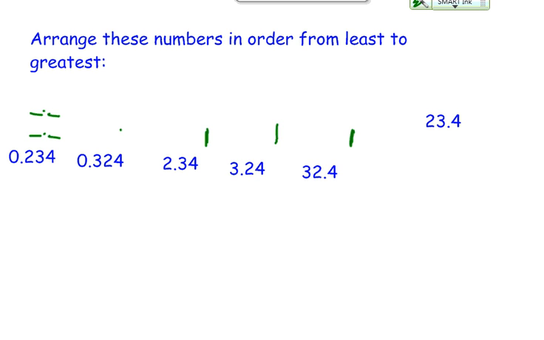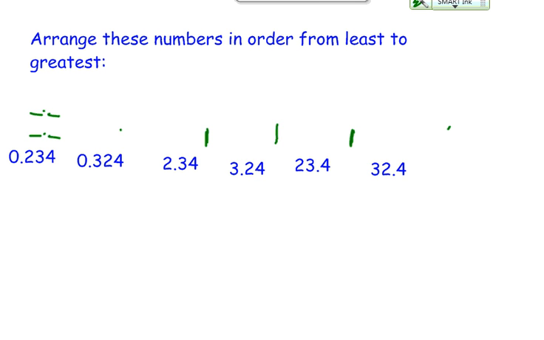Now we can come and get our last number. We see the decimal place there. All right, 23. Where's that going to fit in this order? Well, it's smaller than 32, but it's bigger than 3. And so in the end, you've put all these numbers in order from least to greatest.